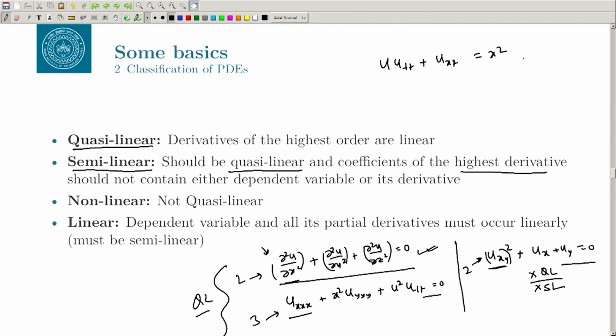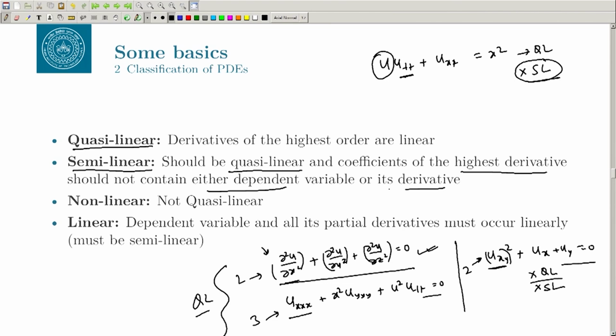Okay. So, you can see that the derivatives of the highest order are linear. So, this is quasi linear, but this is not semi linear. It is very important to know that this is not semi linear, because it should not contain either the dependent variable or its derivative. Here it contains the dependent variable, which is u. So, this is not semi linear.